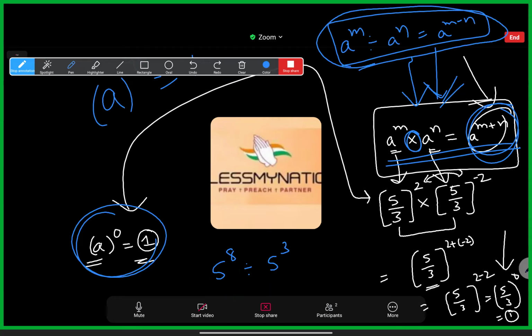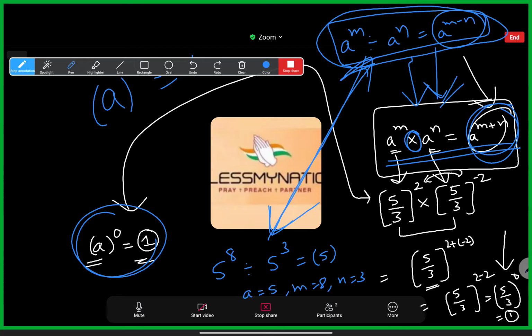If you compare this with this ratio, can you tell what are the a, m and n values? Just compare these two. a is 5, m is 8, and n is 3. Now we'll use the RHS. If I write the RHS, what do I have to write now? 5 power 8 minus 3. So 5 power 5, that is correct.